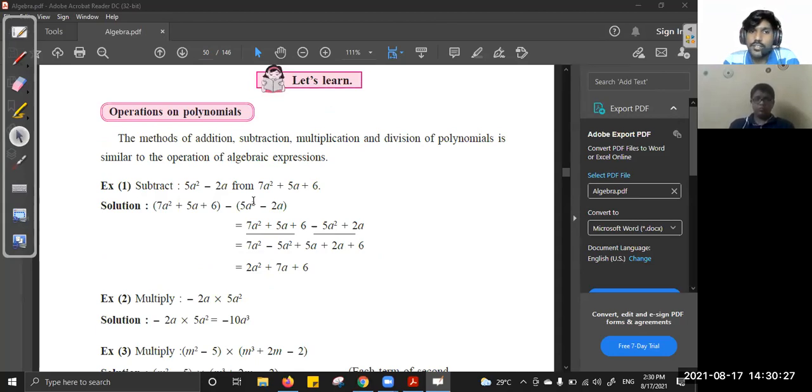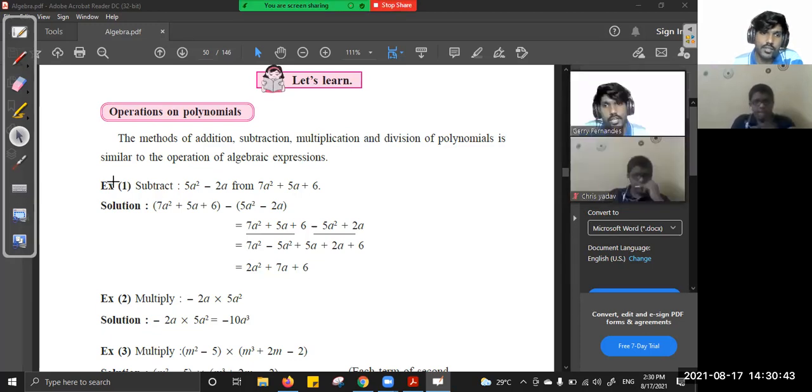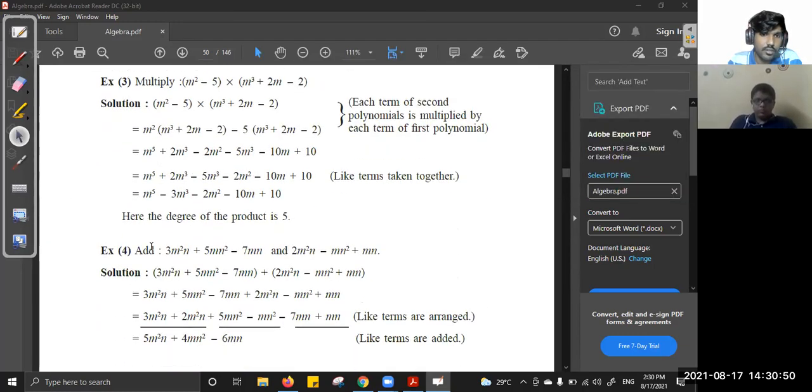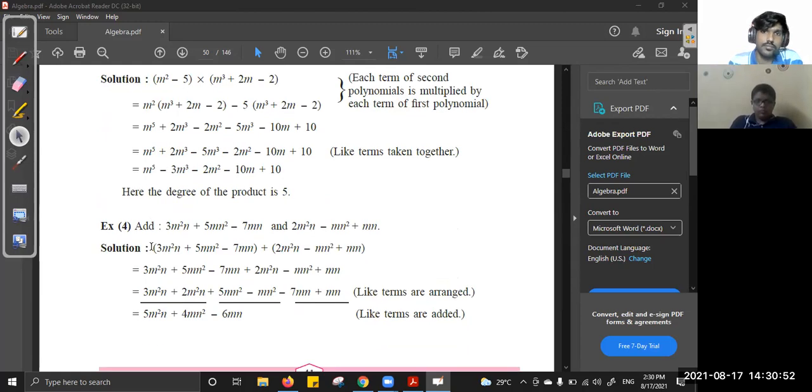Okay, now let's see how to add two polynomials, how to subtract two polynomials, how to multiply, and how to divide two polynomials. Division is something which we'll see last, because division is a little bit lengthy. We'll start with the easiest one, and let that be addition.